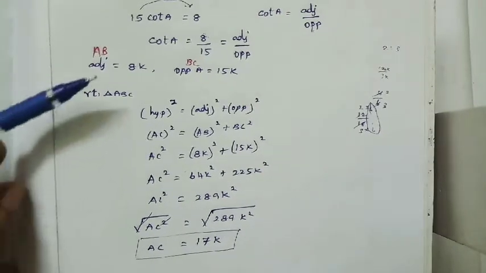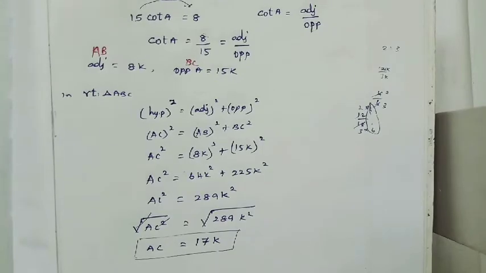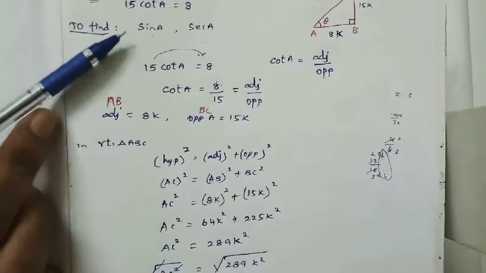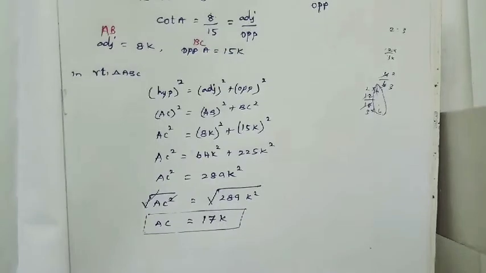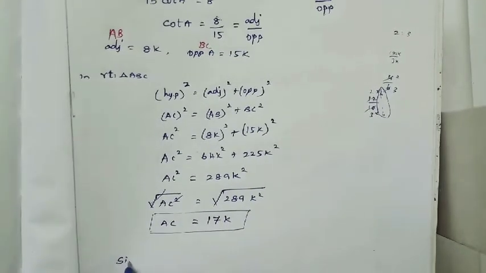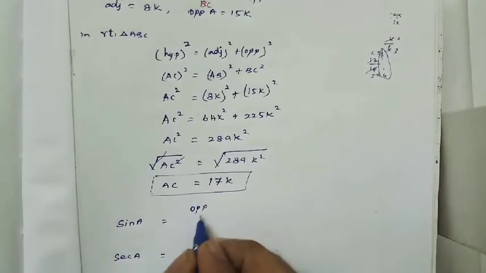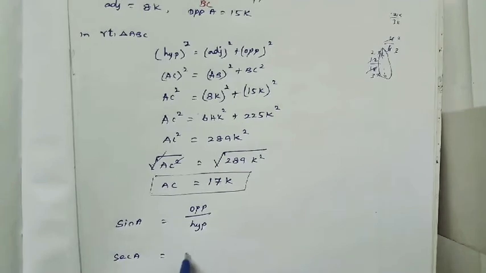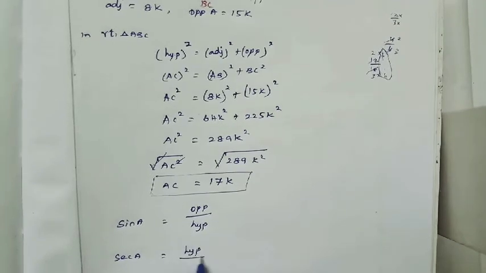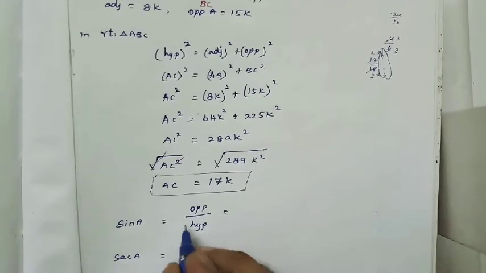Now we know what is it? Adjacent side, opposite side, and the hypotenuse. So what are the things we want to find? To find sin A and sec A. So what is the formula of sin A and what is the formula of sec A? What is the formula of sin A? Opposite side divided by hypotenuse, right? And sec A is the hypotenuse divided by adjacent, right?